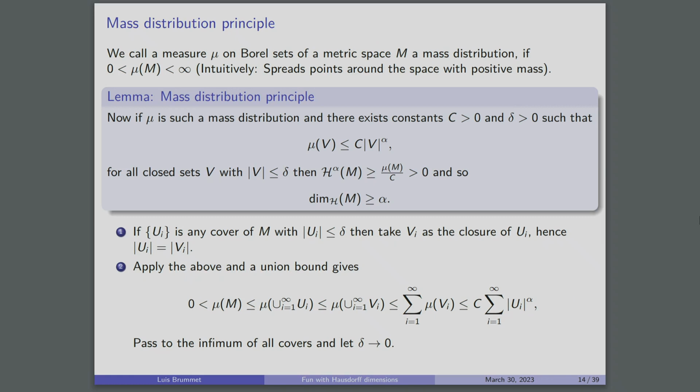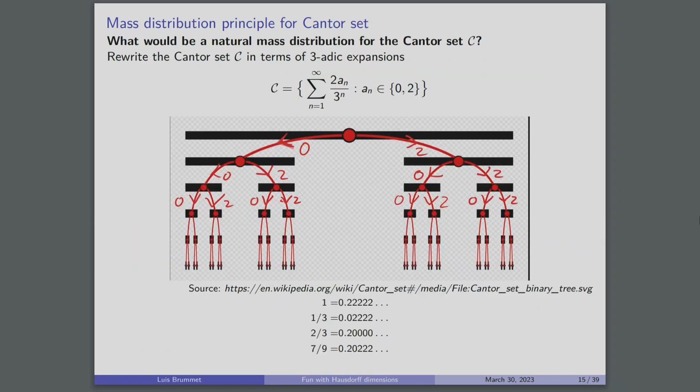The problem with the mass distribution here is that you need to bound arbitrary closed sets, and that is a little bit awkward for the Cantor set because we have this triadic expansion. So what you actually can do is, how much time do we have?